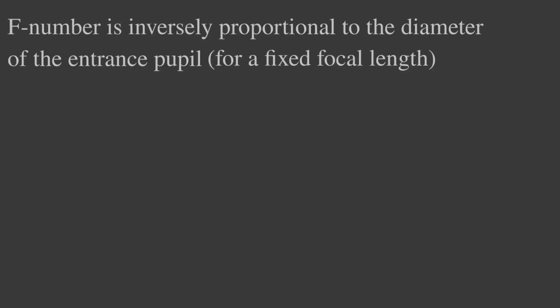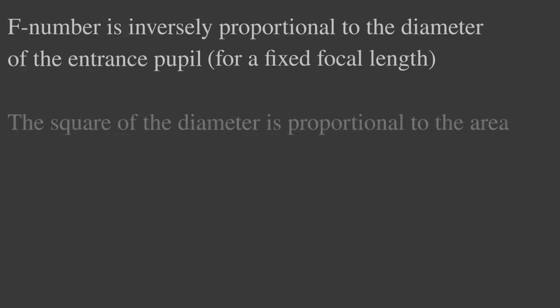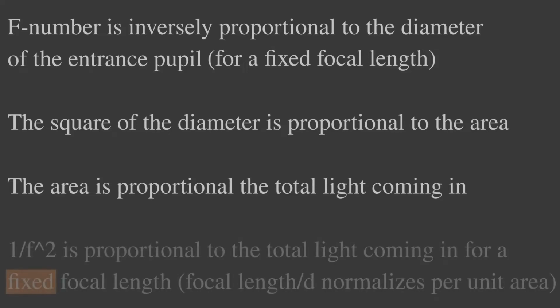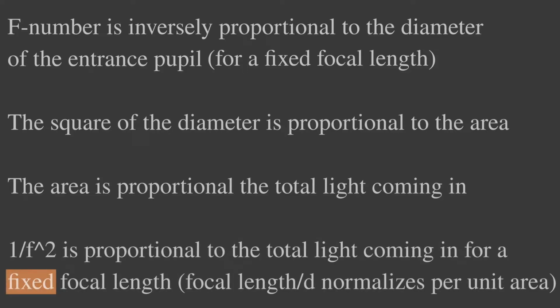So what does that mean in terms of the amount of light coming into a lens? Well, because the f number is inversely proportional to the diameter of the entrance pupil, and the square of that diameter is proportional to the area, and the area is proportional to the amount of light coming in the lens, the inverse square of the f number is proportional to the amount of light coming into the lens. So what does that mean in practice?